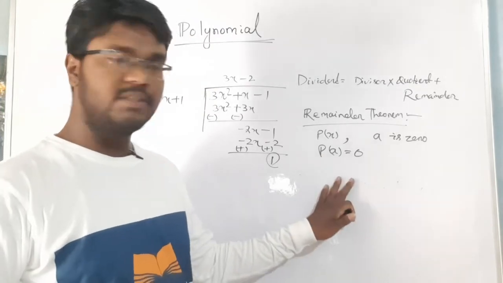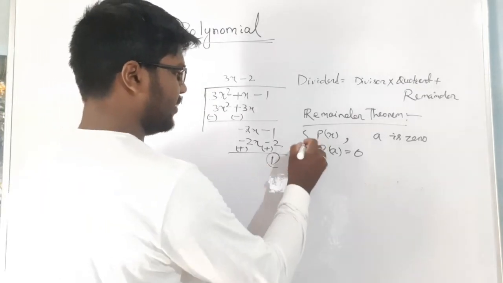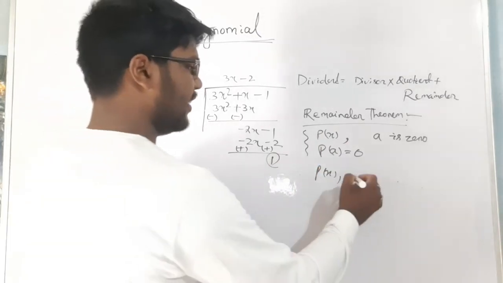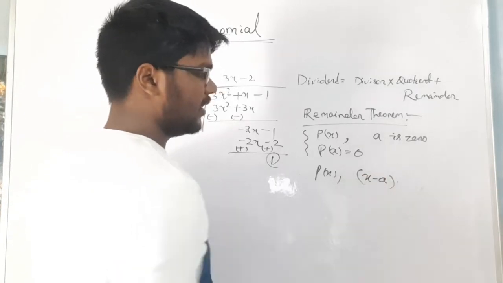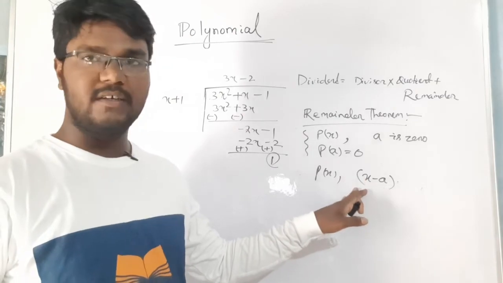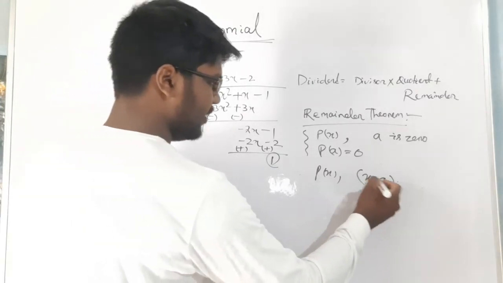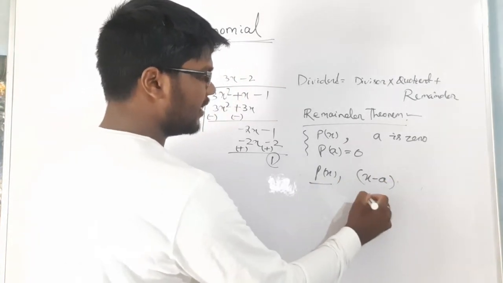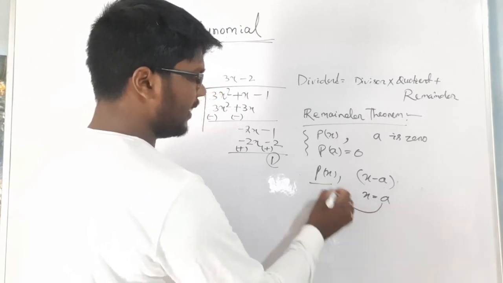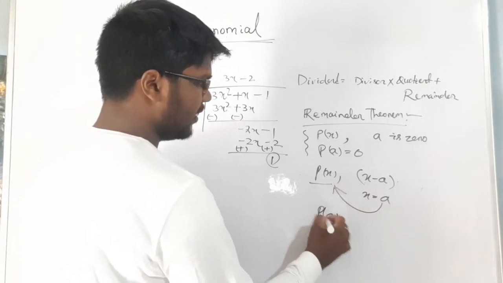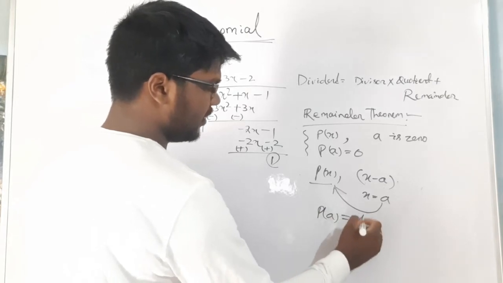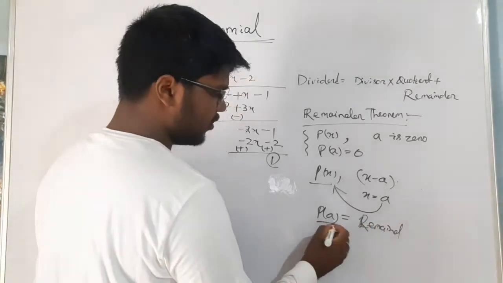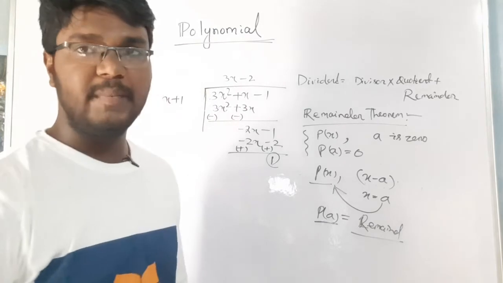if p of x is a polynomial and it is divided with x minus a, that means if it is a factor of this, then if we take it as 0, that means x minus a will be a factor of this polynomial. We will take x is equal to a, and we will put the value of a in this polynomial p of a. If it gives some remainder, suppose remainder, if we put the value of a, what answer will we get? It will give the remainder.